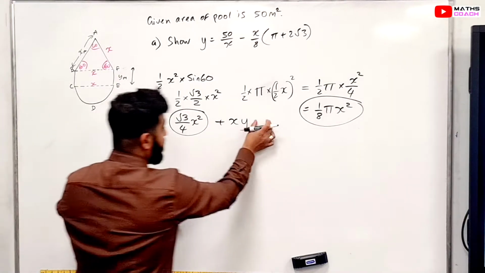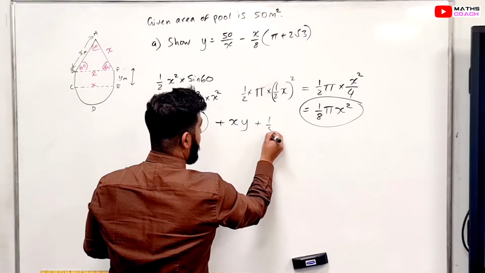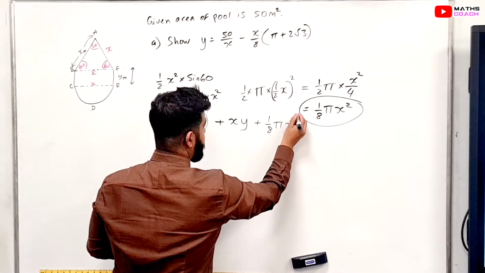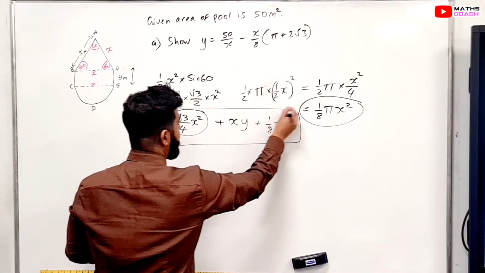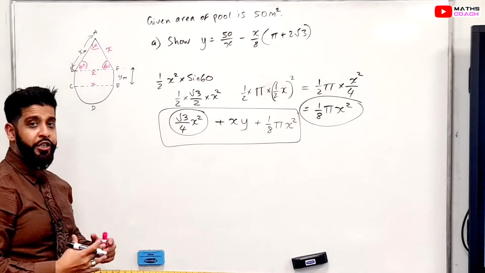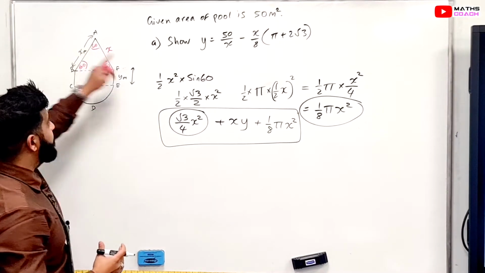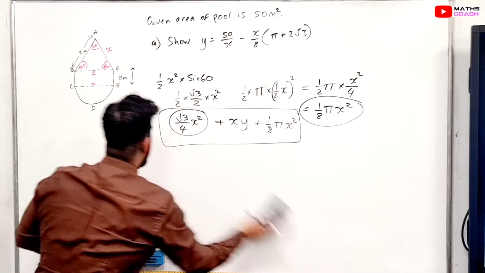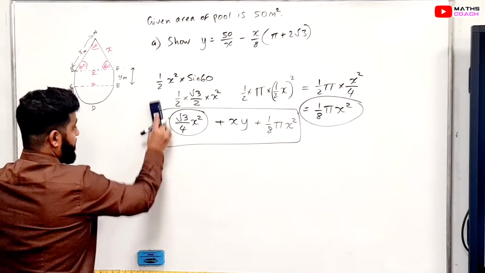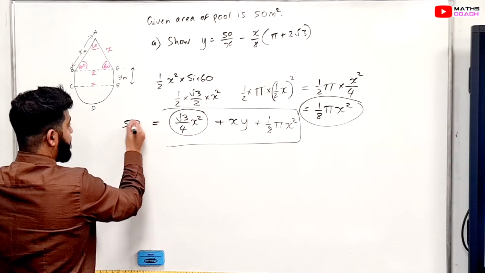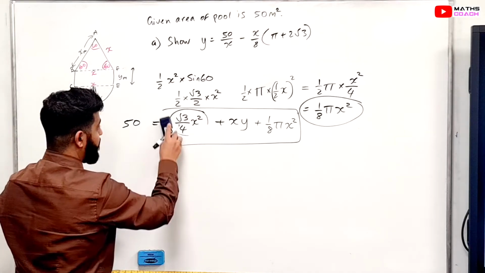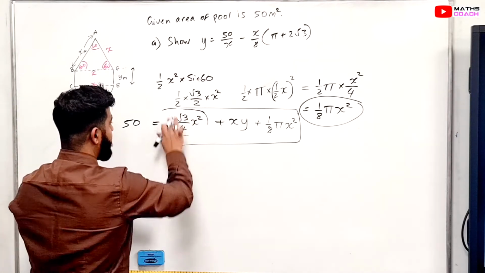Let's put it together with this. So plus 1 over 8 pi x squared. So here, right there, is an expression for the area of this pool, which we know is equal to 50. So what we can do now is just make this equal to 50. All right, I'll get rid of this circle as well, so it's not in the way.